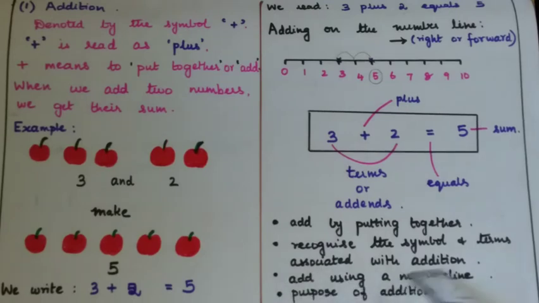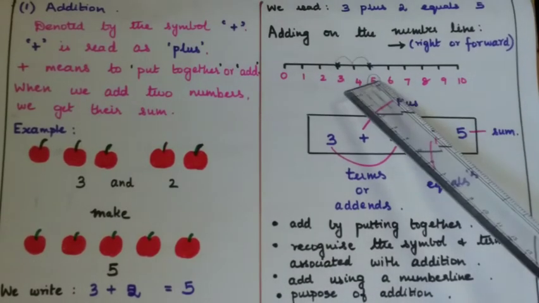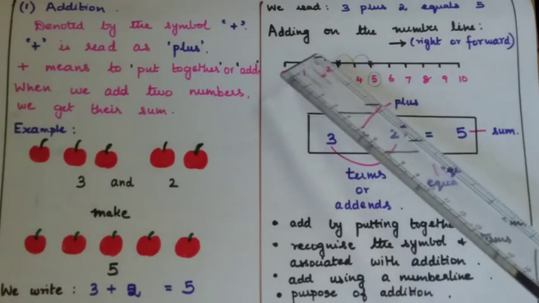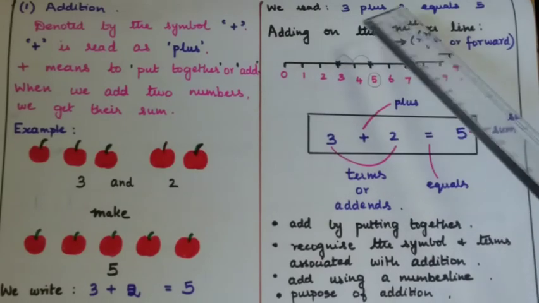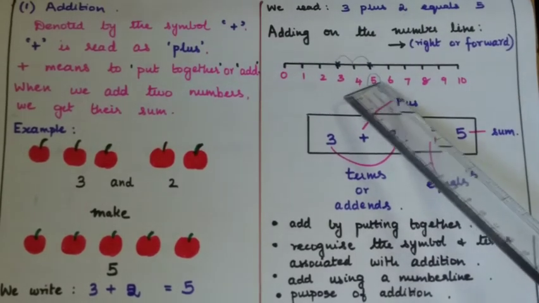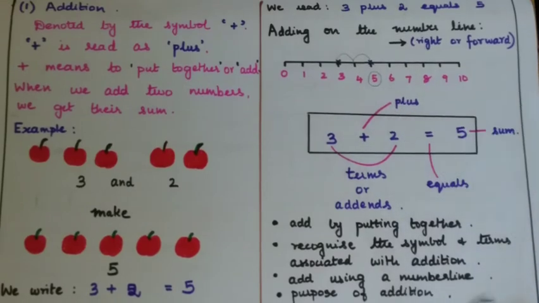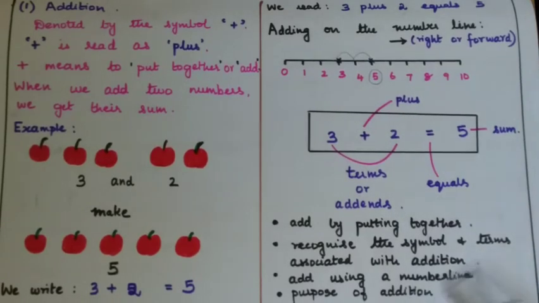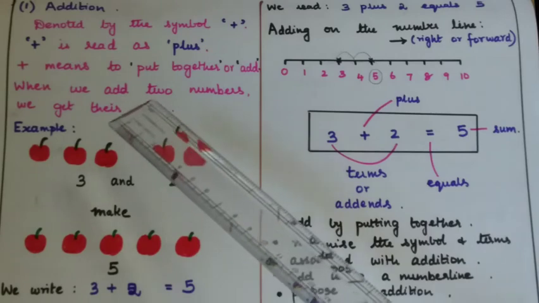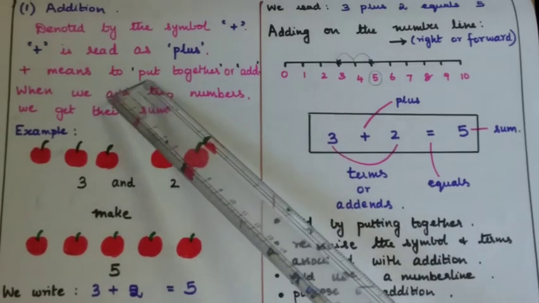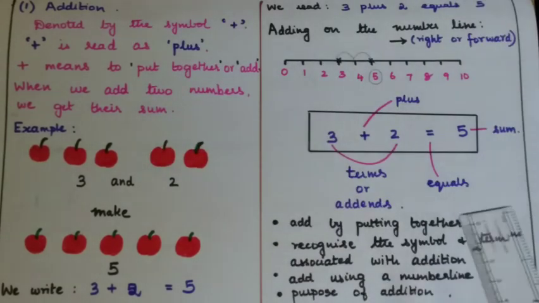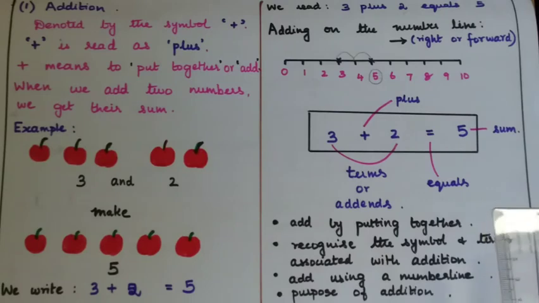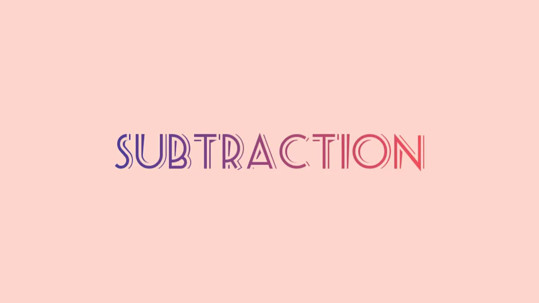They should also be able to add using a number line and they should be clear that they should move forward or towards the right while performing addition on a number line. And they should also know the purpose of addition. What is the purpose of addition? When we need to find the total or sum of n number of things, then we add. So once the kids are clear with this concept of addition, then you can move to the next operation, which is subtraction.